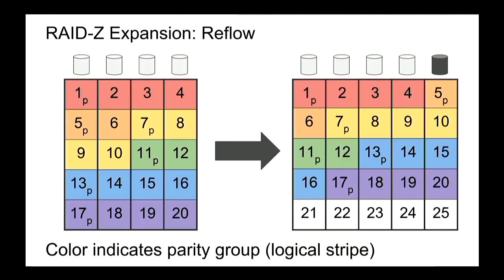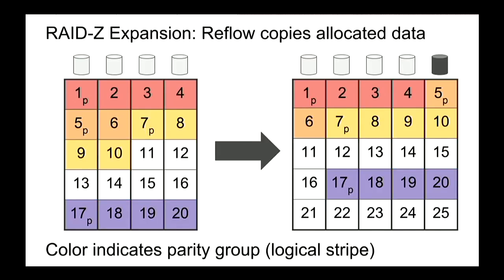And this is why you couldn't really do a RAID-Z contraction. You could imagine removing one of the disks and reflowing it to be narrower, but that wouldn't work, because then you would necessarily end up with two sectors of one logical row on the same device. And so if you lost that device, then you would lose data.